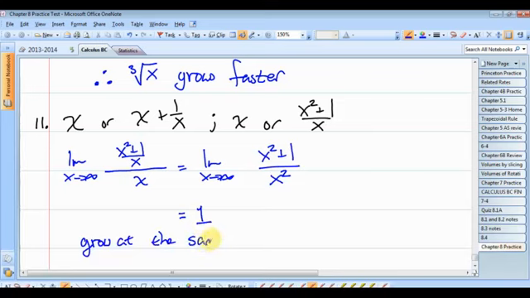You were getting ready for like 3 L'Hopitals, weren't you? So when it's 1, it's the same rate. When it's any constant, it's the same rate. 1, 2, 3, 4. Any constant.